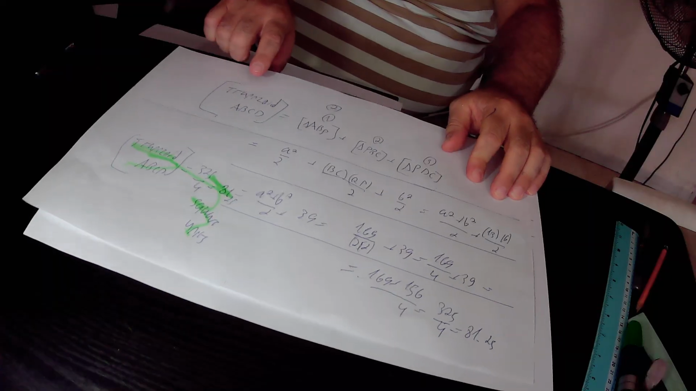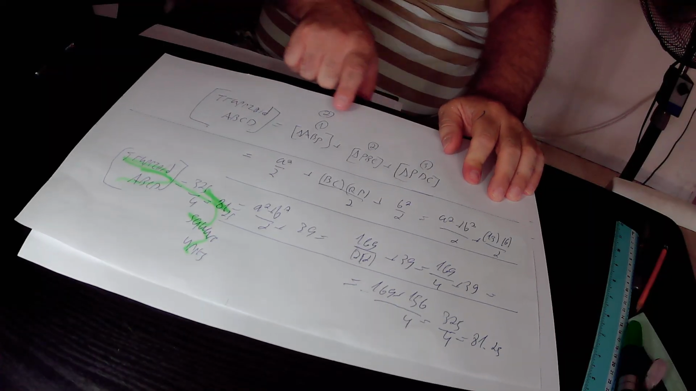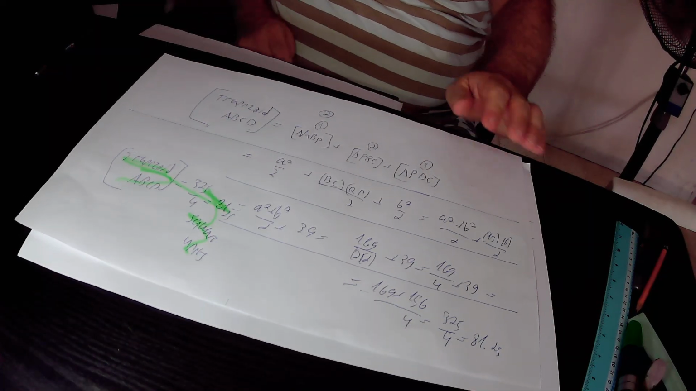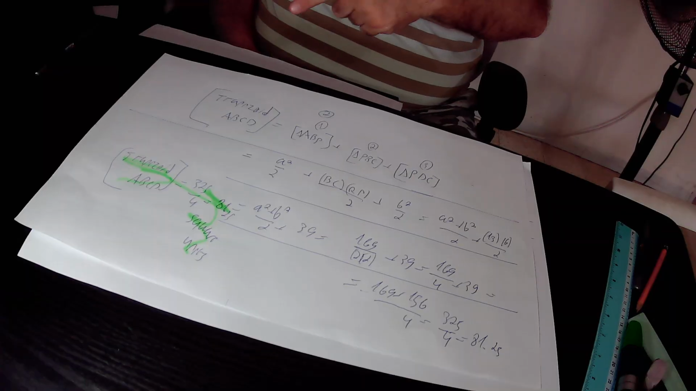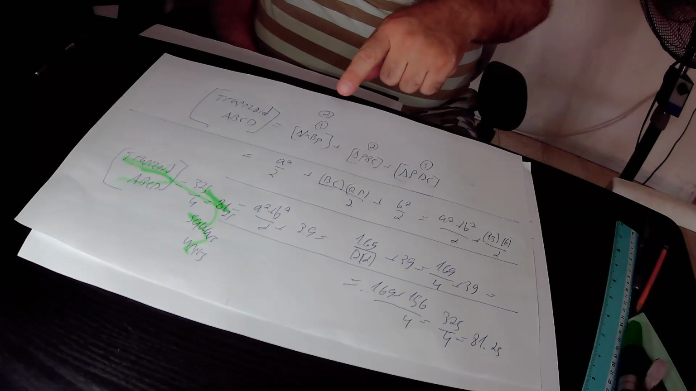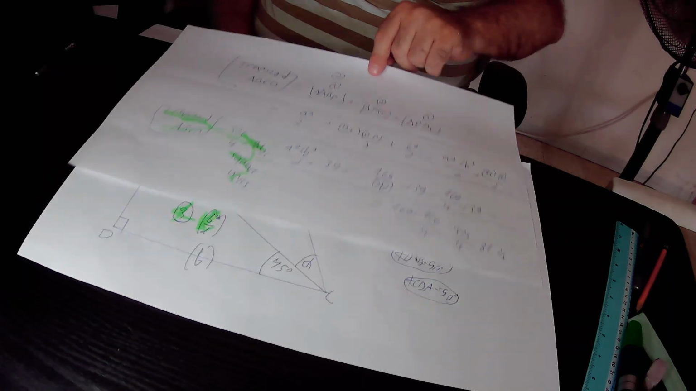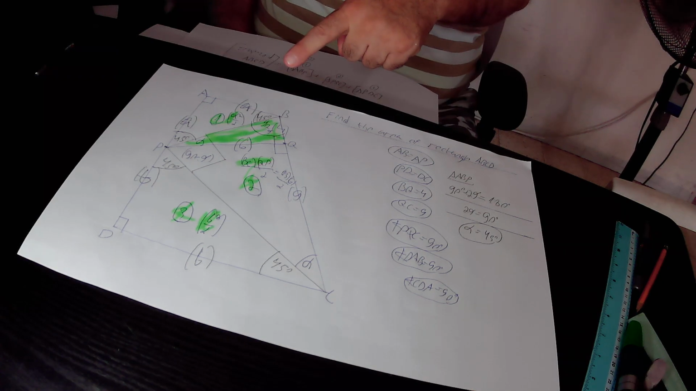Again, the area of trapezoid ABCD equals the sum of the areas of the three components that it consists of. So we find out the area of each component separately, and then we add the three areas together. The result must be the area of trapezoid ABCD. So what is the area of the first component? It is actually the area of the small right triangle ABP.